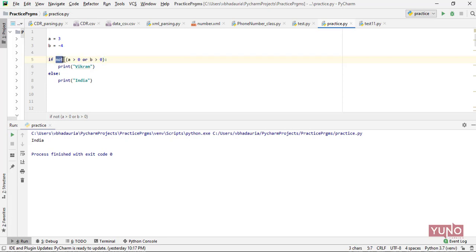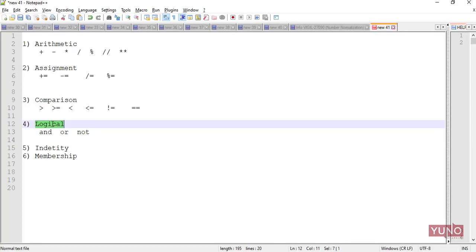So this makes the opposite result of this condition, and that should be printing according to the yes or no. Basically, with the help of not, my condition should be presenting as yes, and the not will give you the false, that means the opposite of this condition. The selected condition will give you the true, and the not will give you the false. So that's why it is going to print India here. So that's it for the logical operators.